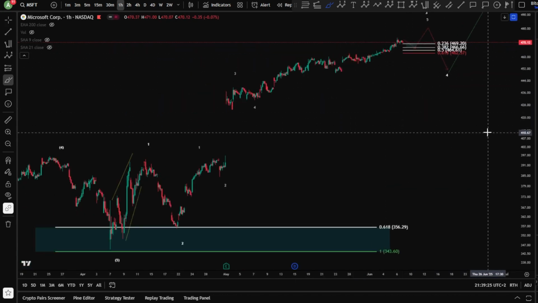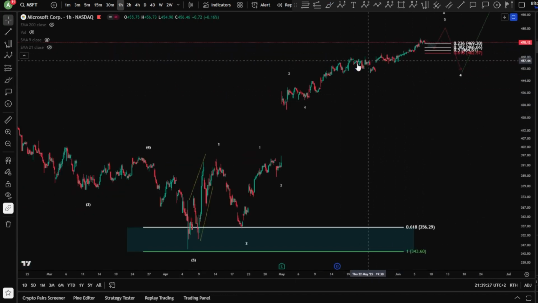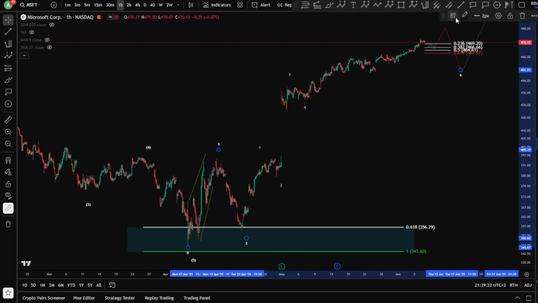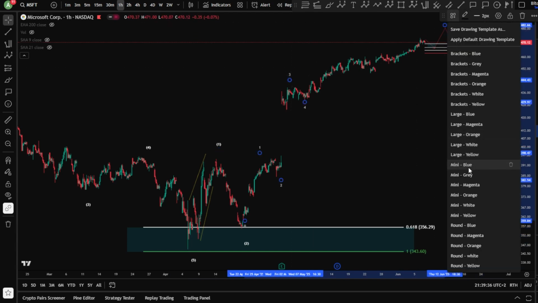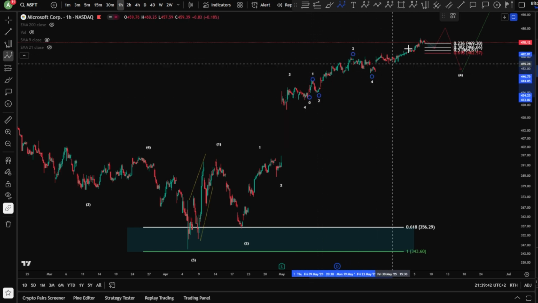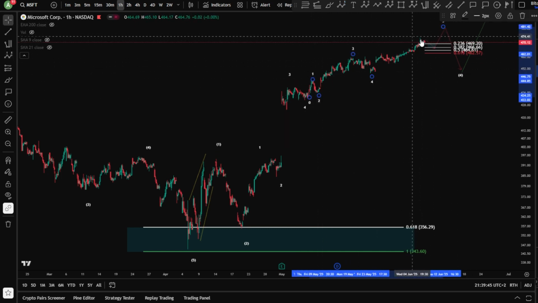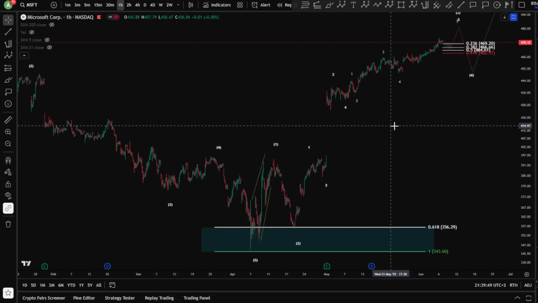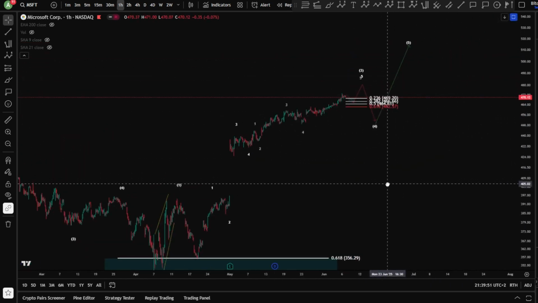466 can be, of course, the 0.38 here. And yeah, so in this case scenario, I would say let's put this a little bit bigger brackets, white. This is white also. And then we are looking here at 1, 2, 3, 4, and a 5 not finished in gray. Okay, here we go. That's much more visible.